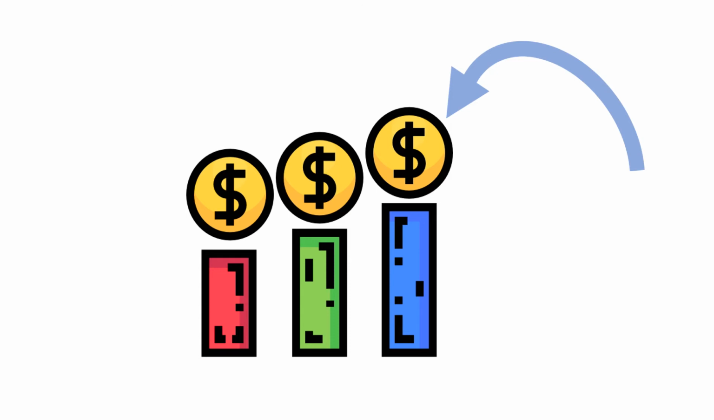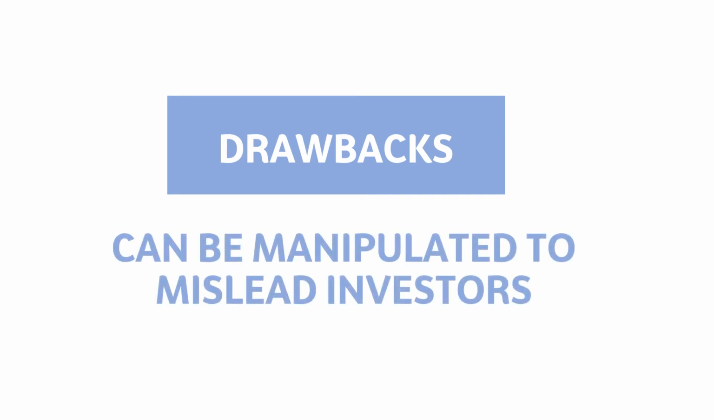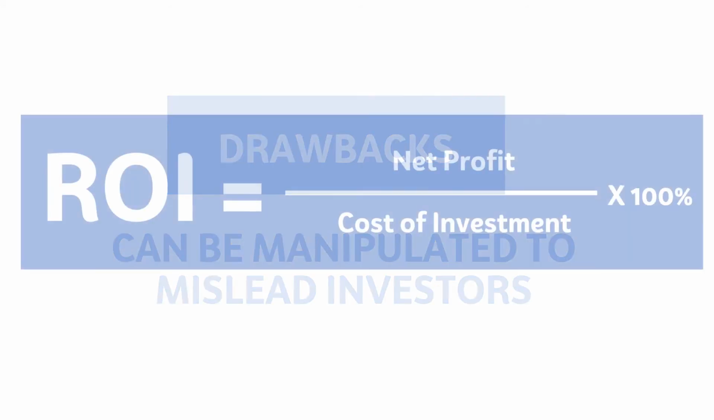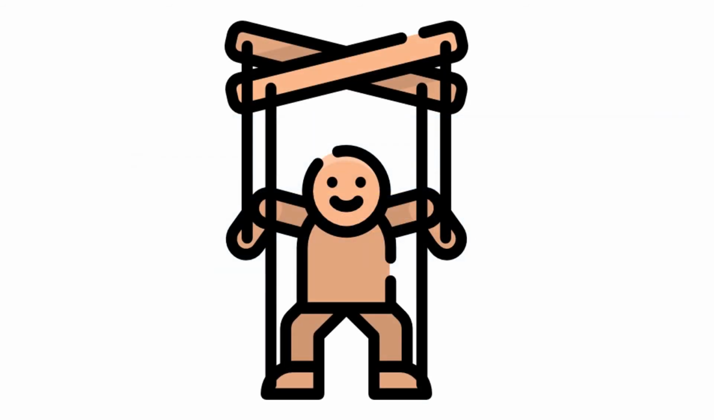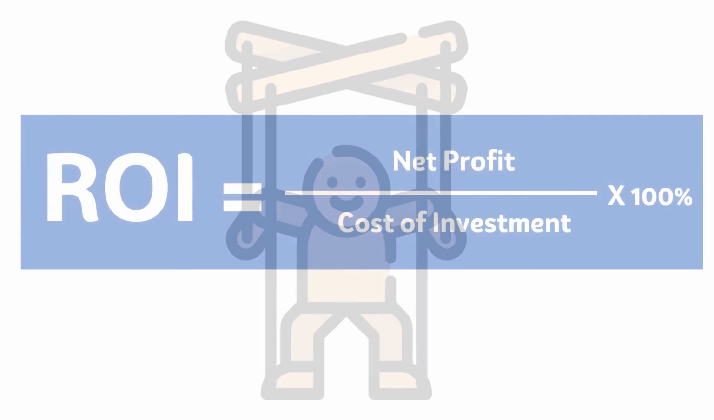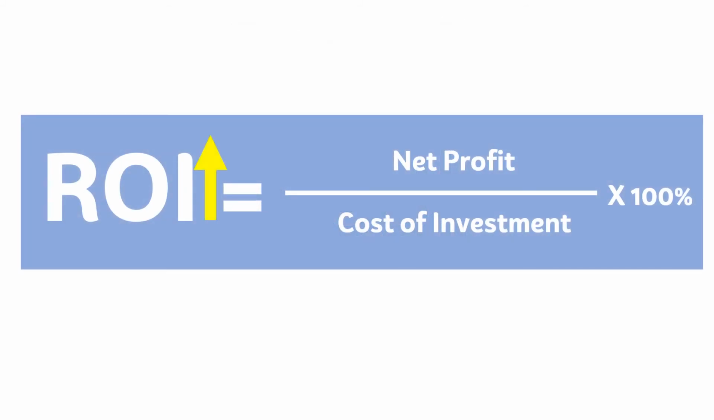However, ROI calculation has several limitations. Firstly, return on investment calculations can be manipulated by companies to mislead investors. Since ROI is calculated from net profit and costs, a company can easily manipulate its ROI by selectively adding or removing components of revenue and costs to suit the situation. For example, if a company wants to inflate the ROI, it could exclude some cost components from its ROI calculation.